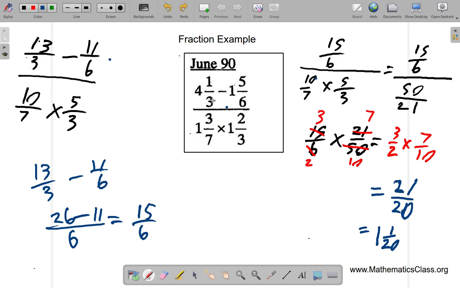15 over 6 all over 10 over 7 times 5 over 3. So 10 times 5 is 50, over 7 times 3 is 21. Alright, so you have 15 over 6 over 50 over 21. So it's 15 over 6 times 21 over 50. You cancel down. 5 into 15 is 3, 5 into 50 is 10, 3 into 6 is 2, 3 into 21 is 7. So it's 3 times 7 over 2 times 10. 3 times 7 is 21 up top, 2 times 10 is 20 down the bottom, and you end up with 1 and 1/20th.